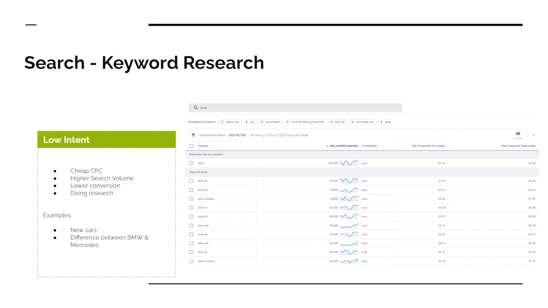So these will have much higher search volumes, but they are going to have lower conversions, and they're more than likely going to be doing some sort of research, or they're looking for an alternative to the product. So they might be looking for servicing, not necessarily to buy a BMW, but they might be looking to hire one, or they might be looking to service it, etc. Other examples of really broad keywords are stuff like new cars, or maybe they're looking for the difference between BMW and Mercedes. So that's low intent.